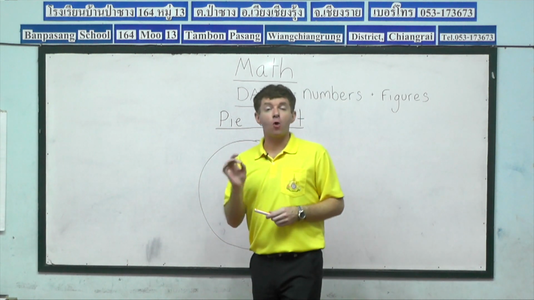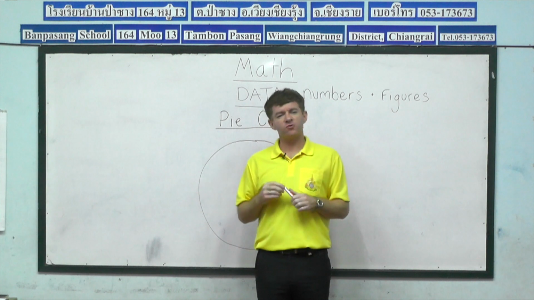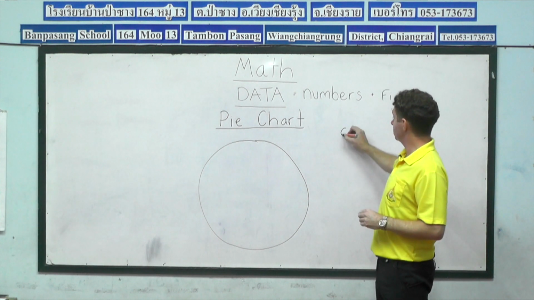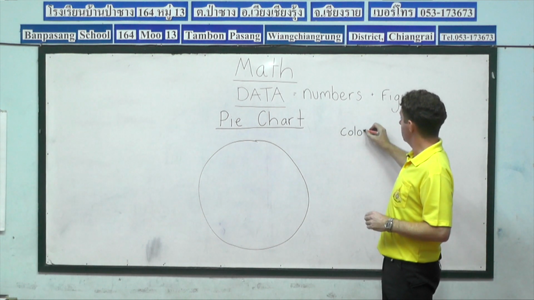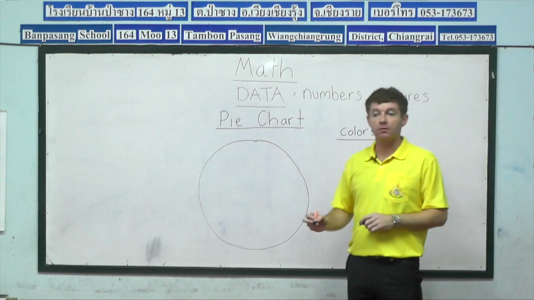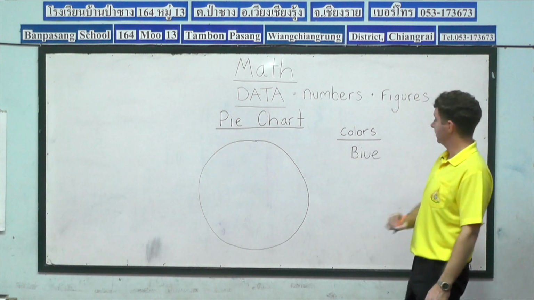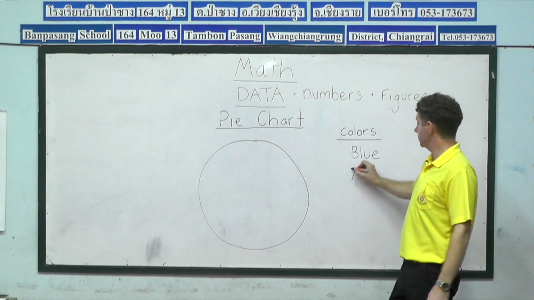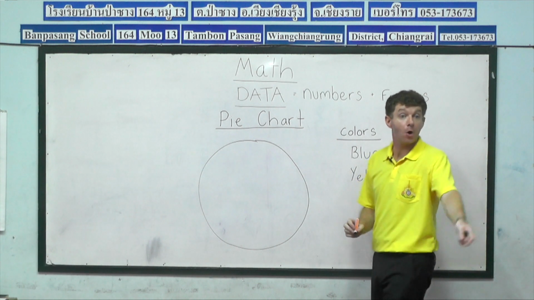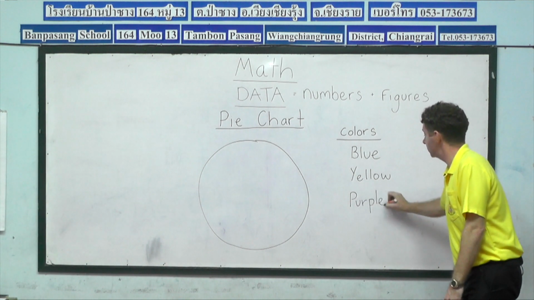Now, first of all, before we design our own pie chart, we need a topic. What will our pie chart be about? Shall we have colours? Let's do colours, okay, because colours is a good example. So we'll have colours here. C-O-L-O-R-S. Now, I would like 3 different colours. Who can give me some colour? Blue. Okay, we'll have blue. B, L, U, E. Yellow. Y, E, L, L, O, W. And then Black Cow said purple. Okay, purple. P, U, R, P, L, E.